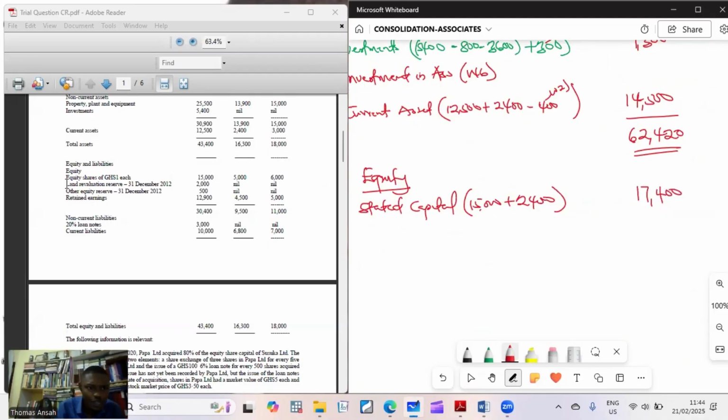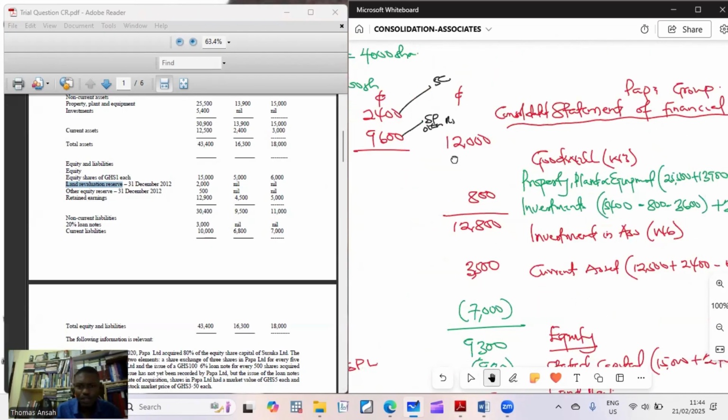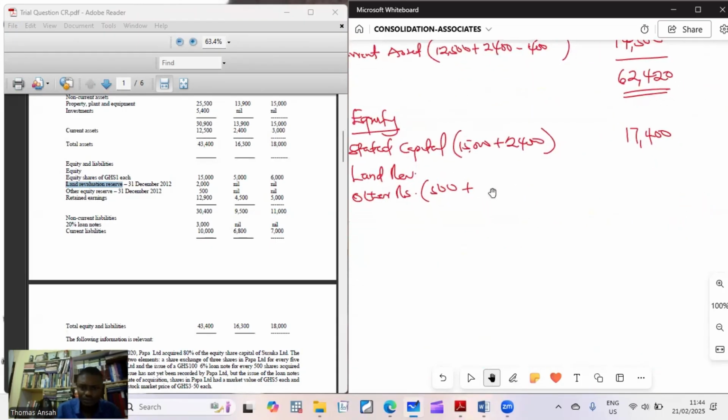After stated capital, we have land revaluation. Then we have other reserves. The other reserves is 500 plus the one that we done. The share premium is also a reserve. What is the share premium? 9,600.